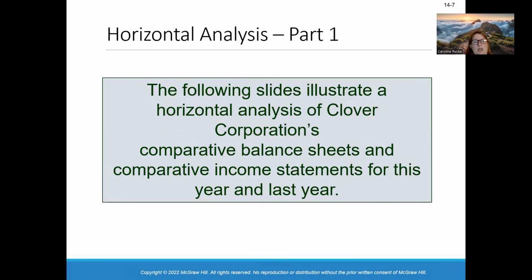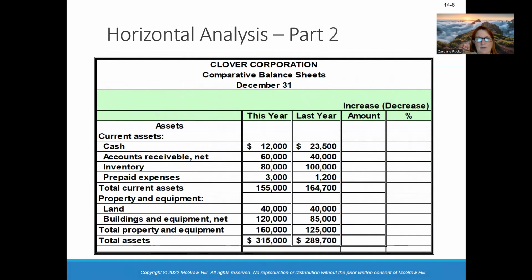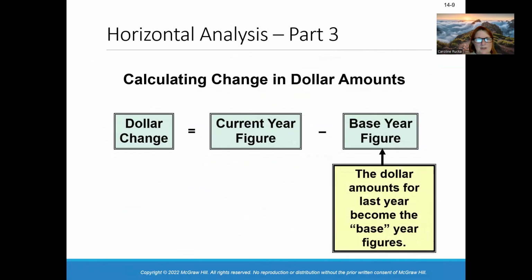All right. So we're going to look at Clover Corporation's comparative balance sheets and comparative income statements for this year and last year. Okay. So, here's our balance sheet. Remember that in order to look at overall dollar change, we want the current year minus the base year. In this particular case, the base year is going to be last year. Okay, you can compare more than 2 years. Just be aware of them.